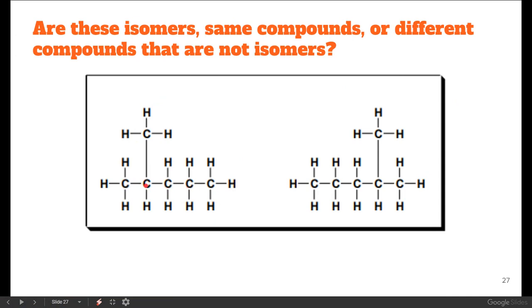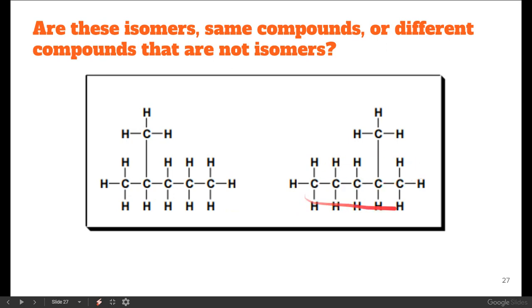Look at this. 1, 2, 3, 4, 5, 6 carbons. 1, 2, 3, 4, 5, 6 carbons. Hey, look at that. They have the same number of hydrogens and carbons. They have the same molecular formula. But what I want you to think about is, what if I took this guy? You see how this part of the molecule here is coming off of the 2nd carbon on this one, but it looks like it's coming off the 4th carbon on this one.